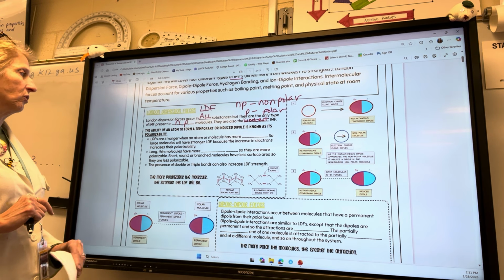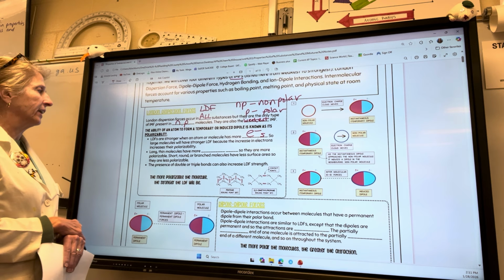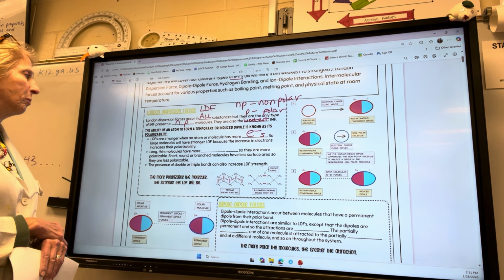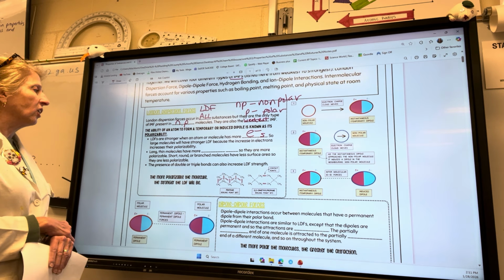LDFs are stronger when the atom or molecule has more electrons. Y'all know lowercase e is for electrons. So large molecules will have stronger London dispersion because the increase in electrons will increase their polarizability. Long, thin molecules have more surface area.